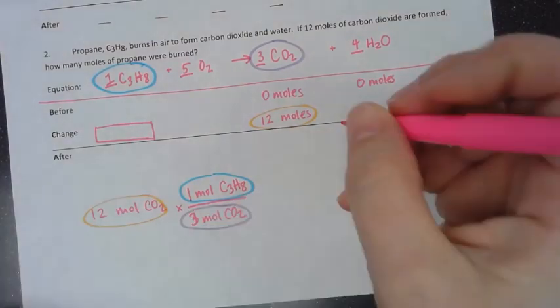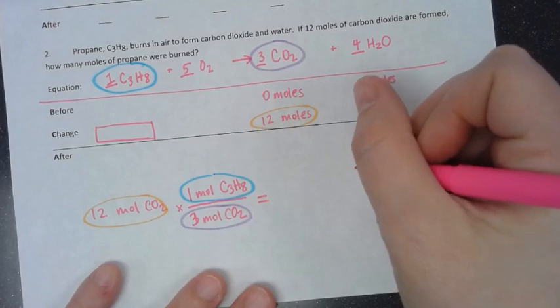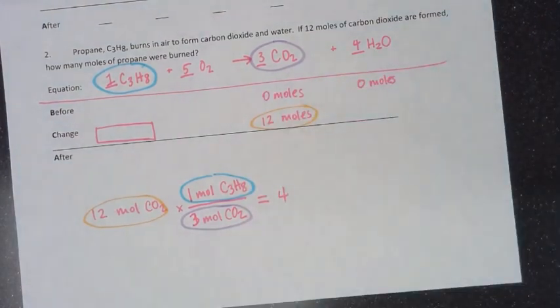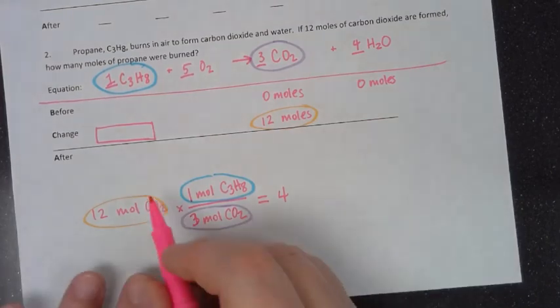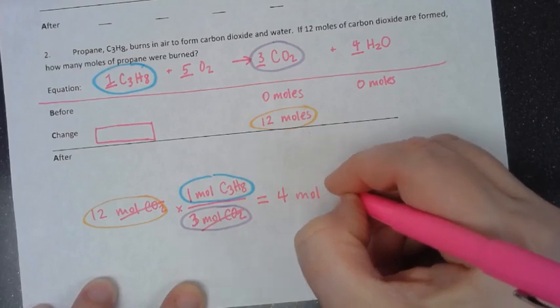All right, so 12 times 1 is 12, divided by 3 is 4. So that's the number that I'm going to put there. Then when I look at my units, moles of carbon dioxide cancel, and I'm left with moles of propane.